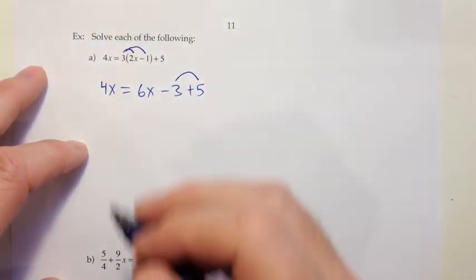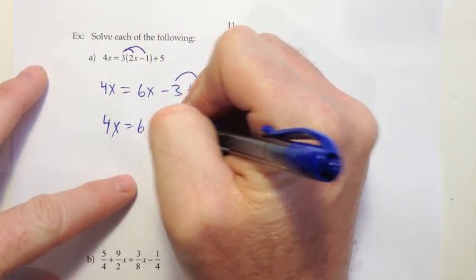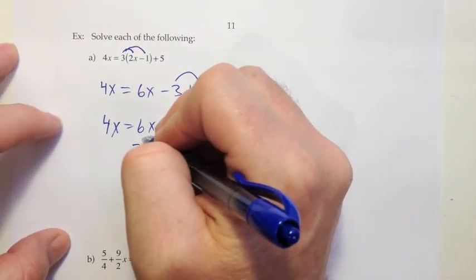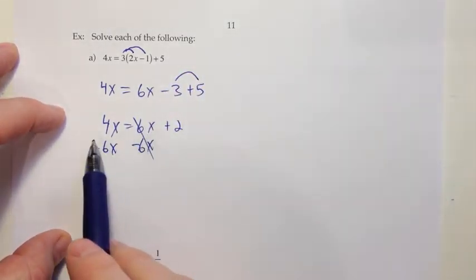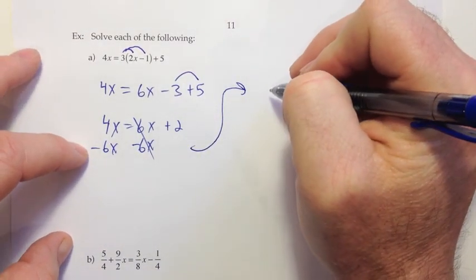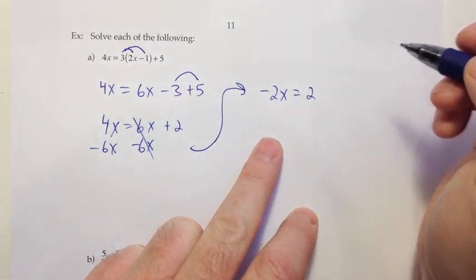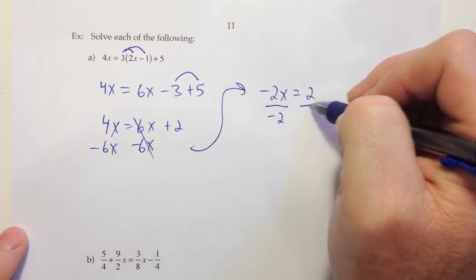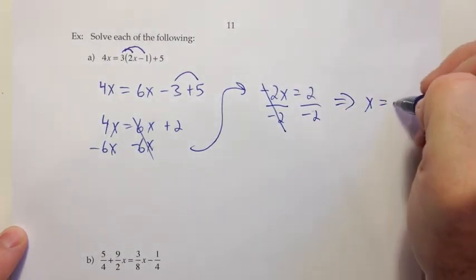These two are like terms, so I'll combine those. So negative 3 plus 5 is plus 2. And now I have a constant on the right and variables on both sides. So if I subtract 6x from both sides, that'll cancel off these 6x's and have the effect of moving my x's to the left. And then at that point I have 4x minus 6x, which is negative 2x. And on the right I have positive 2. And then just a single step left, which is divide both sides by negative 2. And cancel these negative 2's off. And x is equal to 2 over 2, which is negative 1.